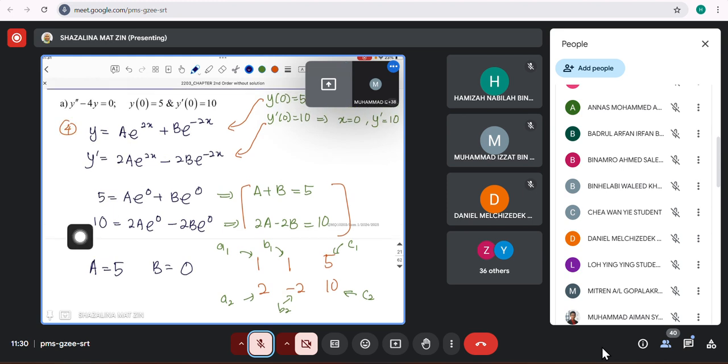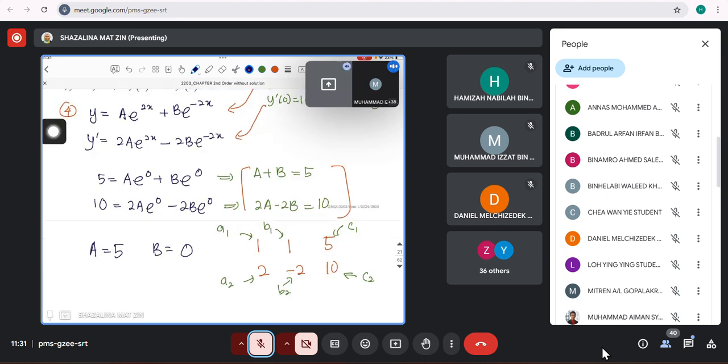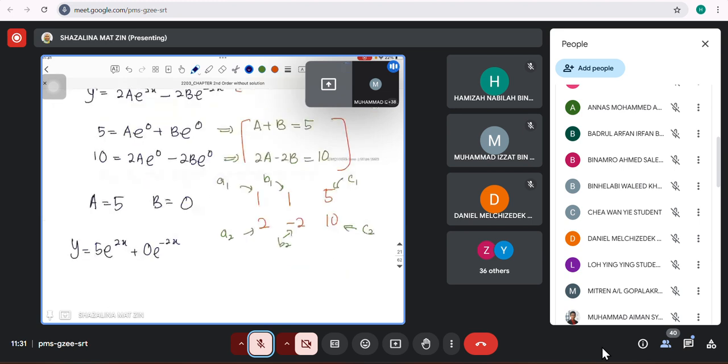So, once you have identified the values of A and B, you need to write down the solution. Okay, this is the solution with the values A and B. So, we substitute: y equals 5 exponent 2x plus 0 exponent negative 2x. 0 multiplied by the exponent will be 0. So, we only have y equals exponent 2x. So, this is the final solution.